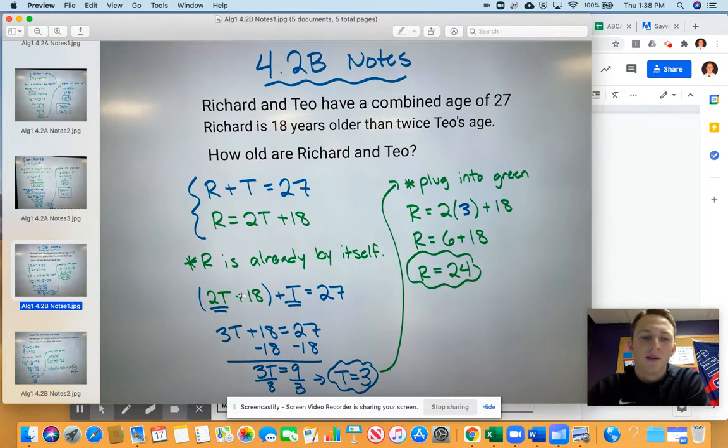We can solve that. So 2t plus t is 3t plus 18. We're going to subtract 18 from both sides. And now we have 3t equals 9. Let's divide by 3 and get t by itself. So we find out that Teo is 3 years old.